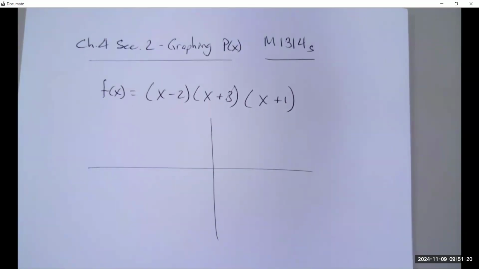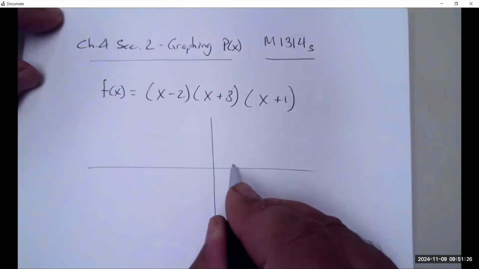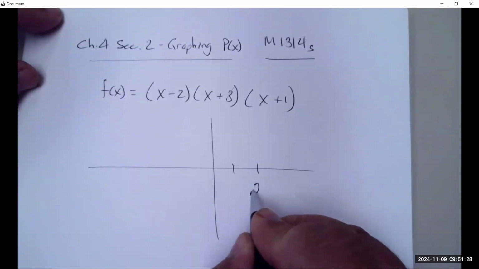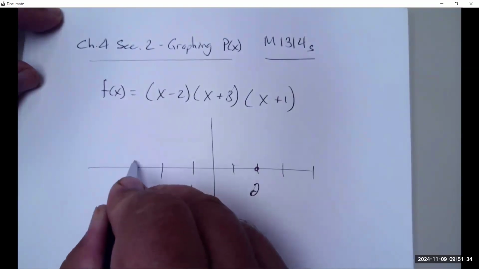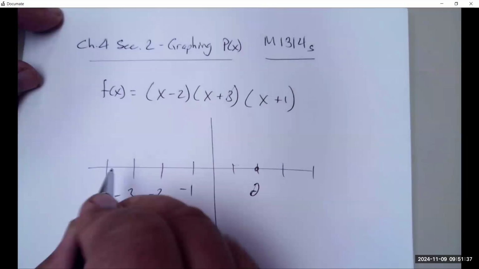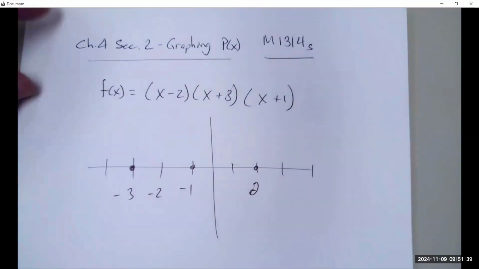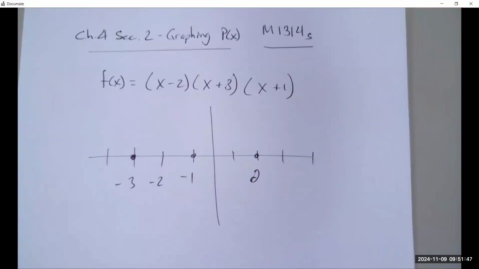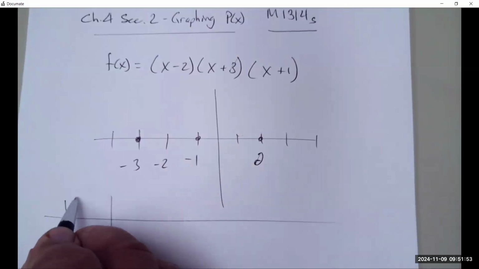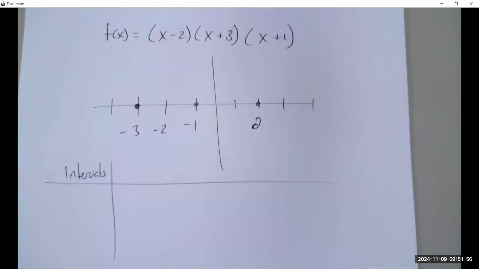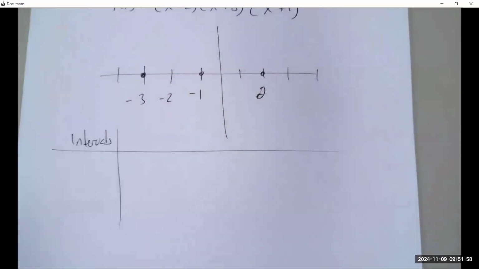So what this thing is looking for is, what are my x-intercepts? At positive 2, -1, and -3. So what they want you to do here is this. They want you to use a little table. My intervals. This is how they want you to graph it.